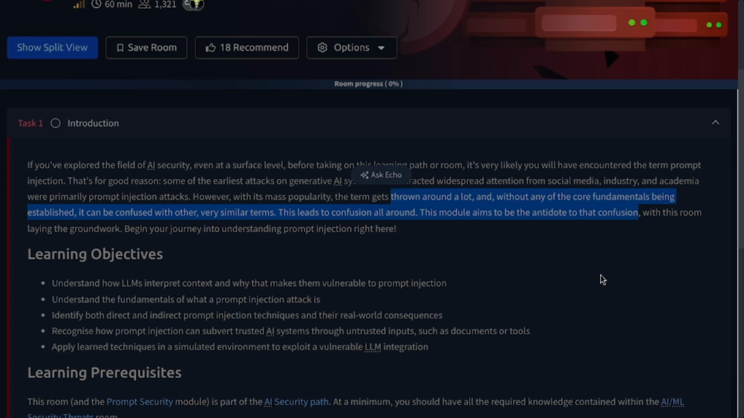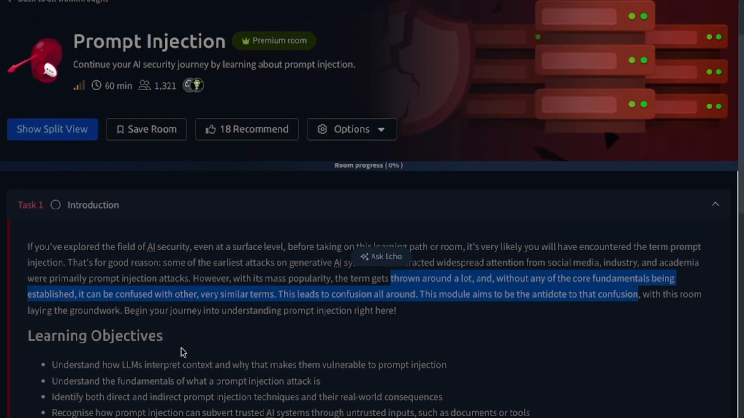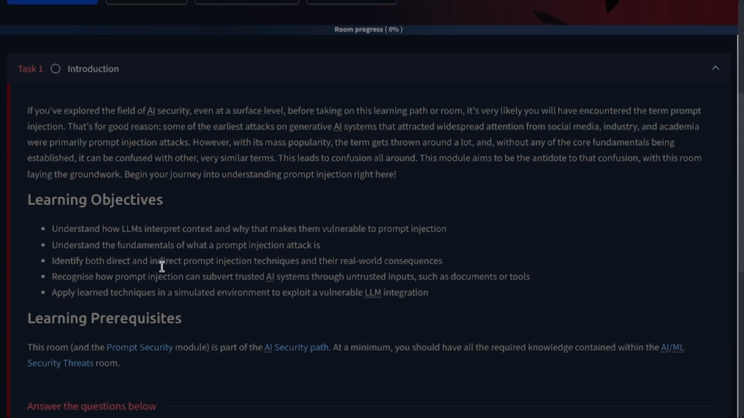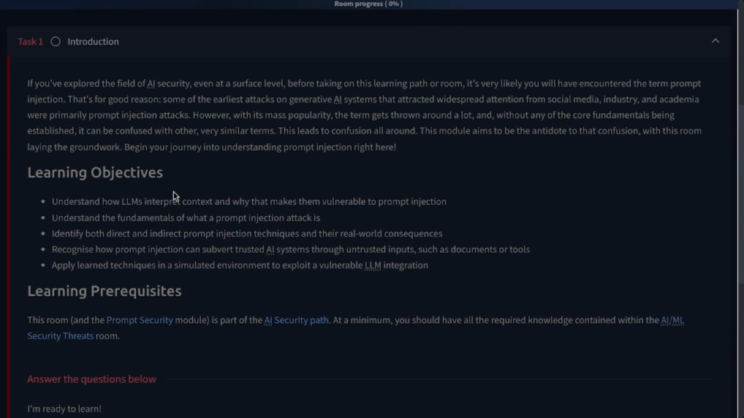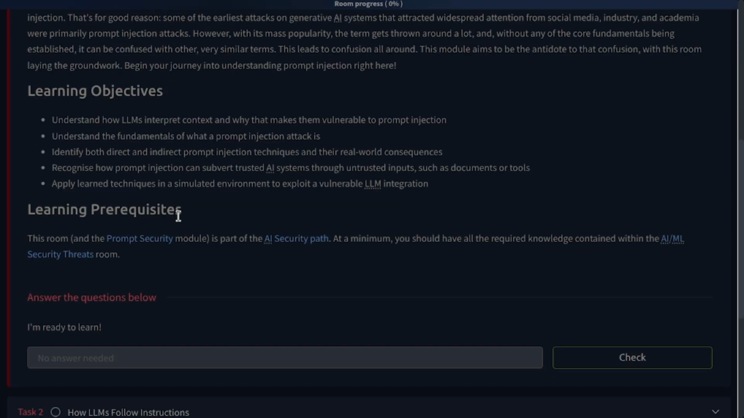We are going to look at what a prompt injection is, what the basics are, and how to exploit it. We have a lot of learning objectives. We are going to understand how large language models interpret context and what makes them vulnerable to prompt injection, how we exploit it, and the fundamentals of what a prompt injection attack is. And we are going to learn how to identify both direct and indirect prompt injection techniques using real-world consequences.